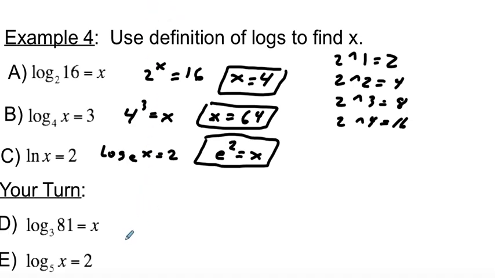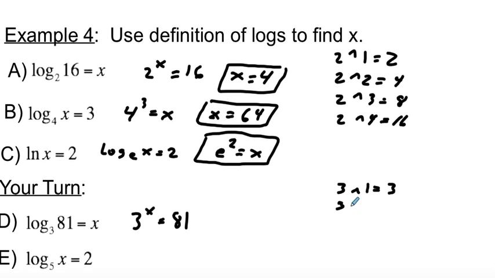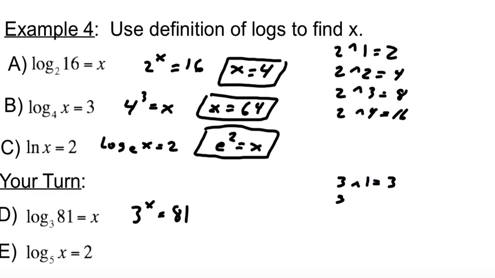All right, letter D. This becomes 3 to the x equals 81. 3 to what power is 81? So again, if you don't know, use your calculator, let it help you. 3 to the first is 3. 3 to the second is 9. 3 to the third is 27. 3 to the fourth, oh yeah, that's 81. So x there has to be 4.